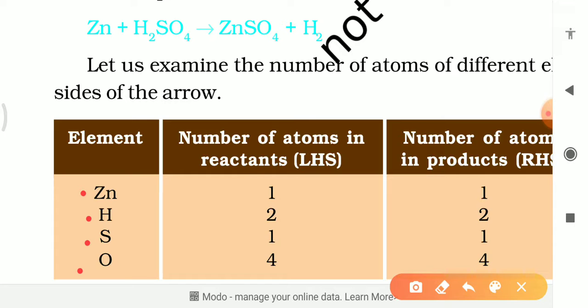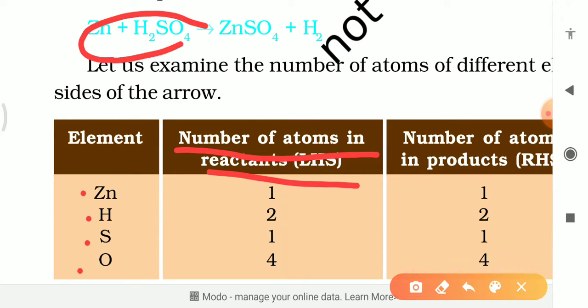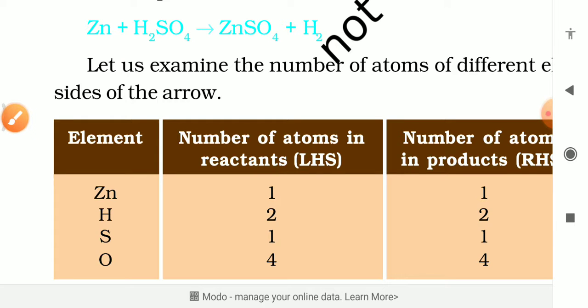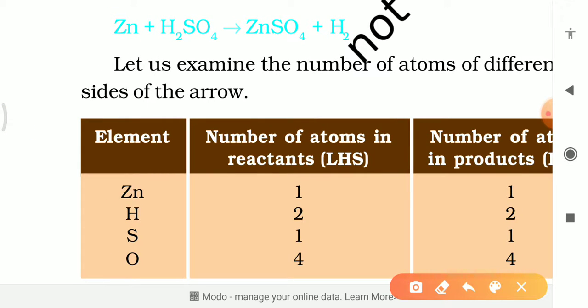Now let's calculate on the left hand side, the number of atoms in the reactants. Reactants means left hand side. See here, zinc is 1. Hydrogen, you see here H2, hydrogen is 2. Sulfur is only 1. Oxygen is 4, so we write oxygen is 4.